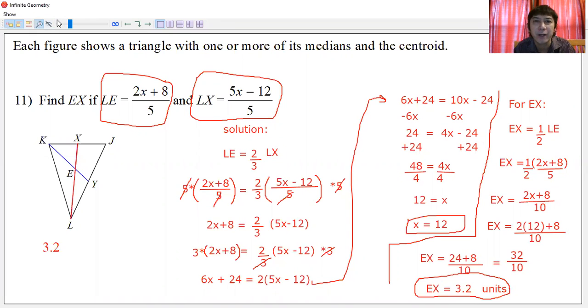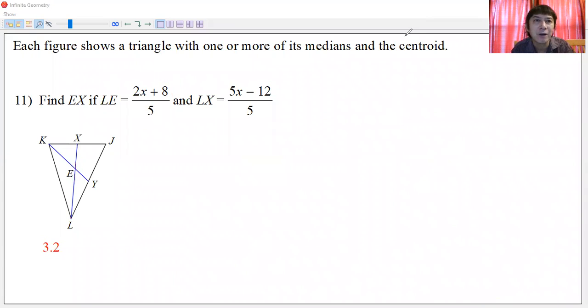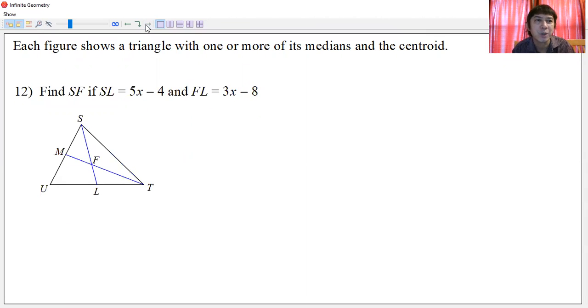It's below the triangle. You can see the answer over here. It's 3.2. That will be the confirmation. Our number 11 is correct. 3.2. Number 12 now. Last number. Let's have our last number 12. Here's number 12.